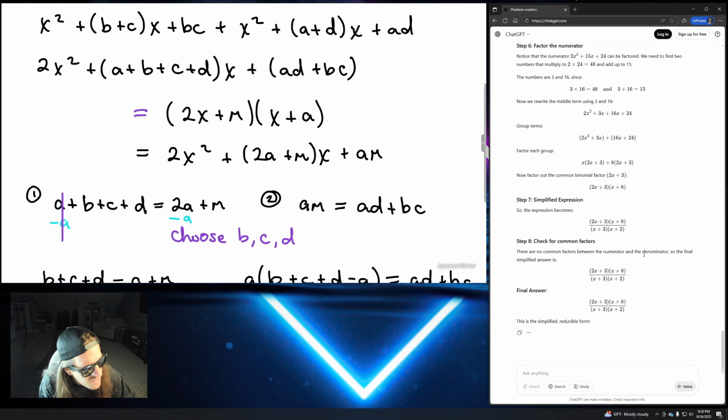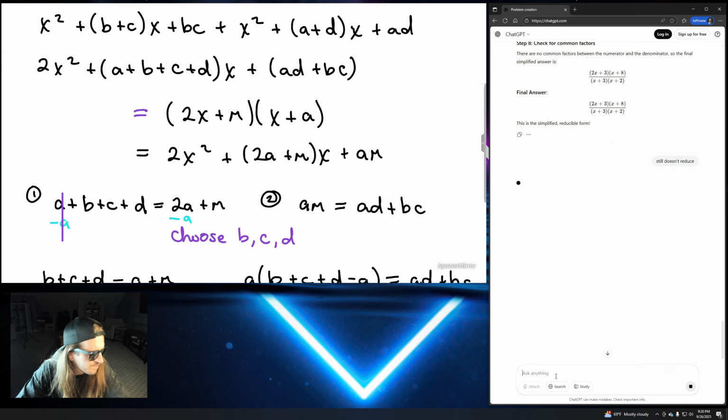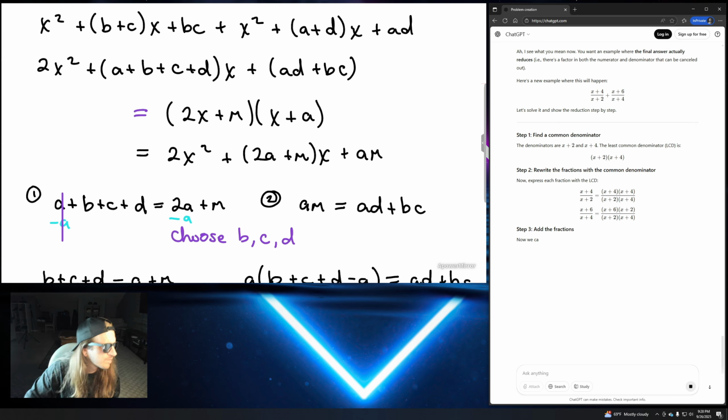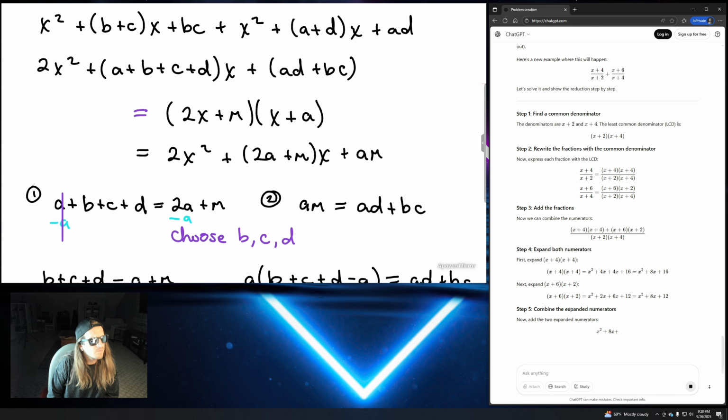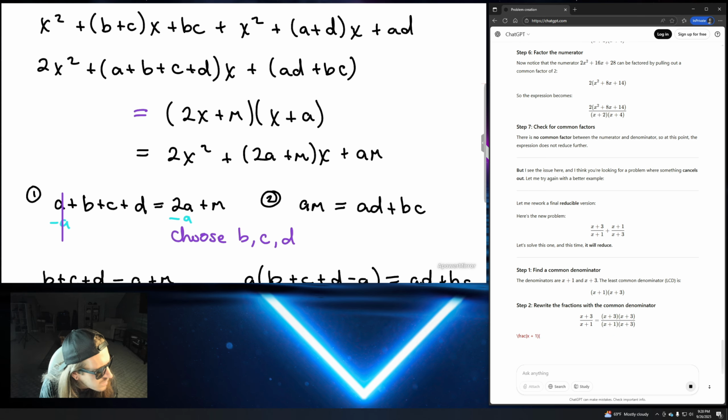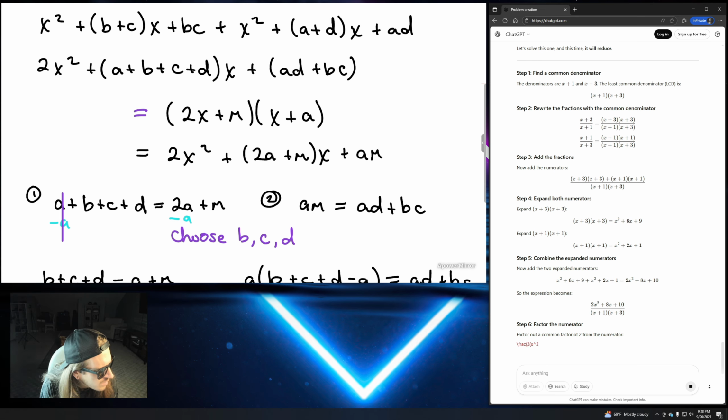Well, that's cool. This is a good problem because the final trinomial in the numerator was factorable. That's a great problem, actually. But it still doesn't reduce. Still doesn't reduce. It already did this problem. Here, it's got another one. We're going.